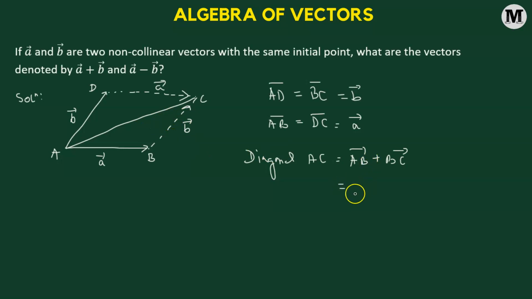Now what is AB vector? That's A vector. BC vector, that's B vector. Now that means A vector plus B vector is going to represent the diagonal AC of this particular parallelogram.